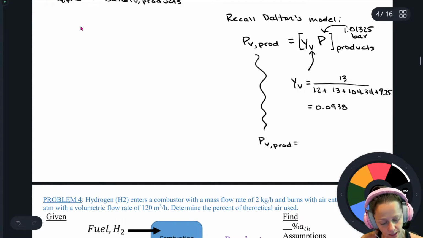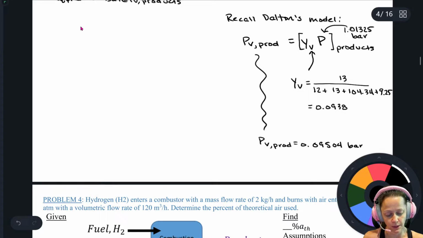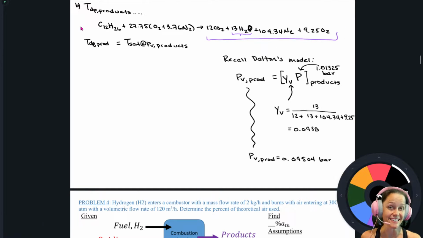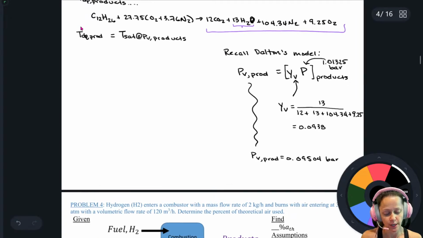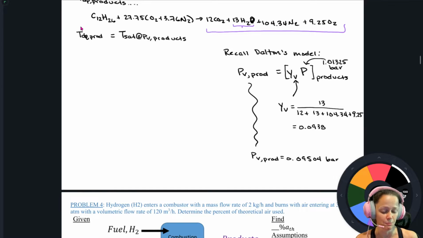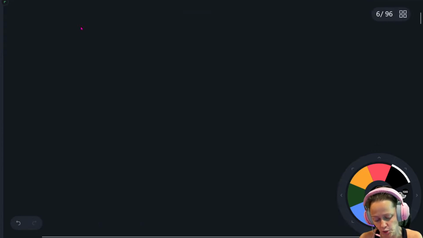I end up getting 0.09504 bar. Okay, and remember why I needed that, because I need to get the saturation temperature at that vapor pressure. So 0.09504 bar. I need to go to my saturated tables. I can go to the ones organized by temperature or pressure. That's pretty small. I think if I go to the ones organized by pressure, I'll have to extrapolate, but let's just see.